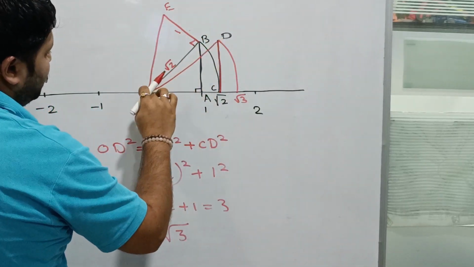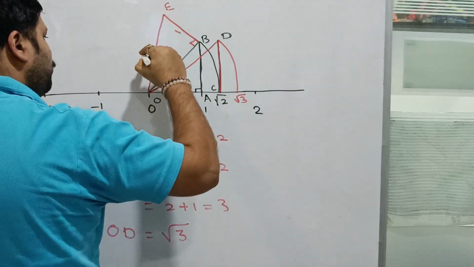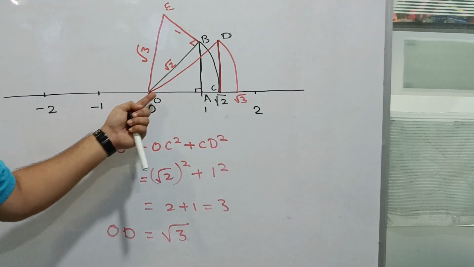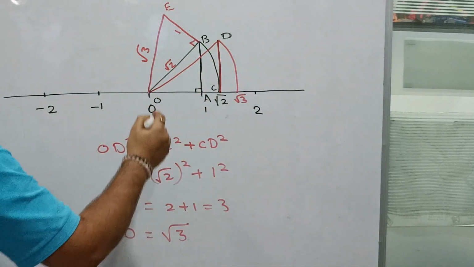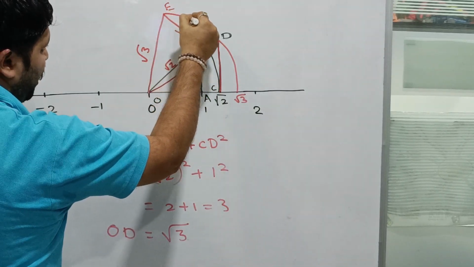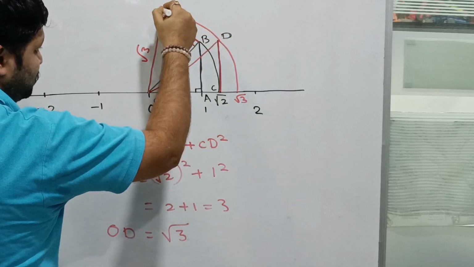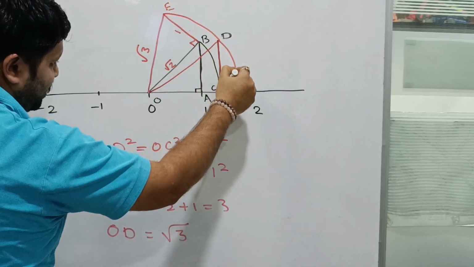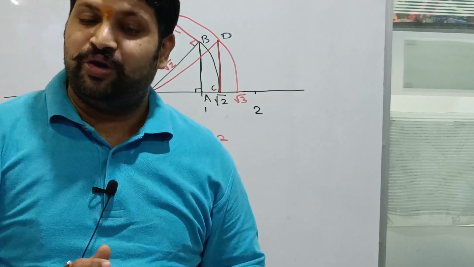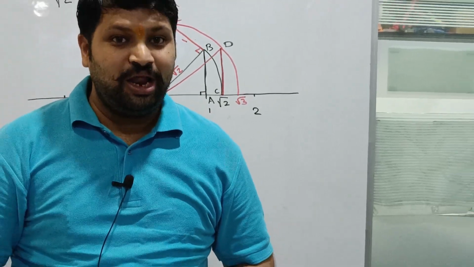So this line OE would again be equal to root 3, exactly like this line. If I keep my pointer at point O and my pencil at point E and I draw an arc, you would see that it would coincide with point D and go to root 3. So this was about drawing irrational numbers on a number line.